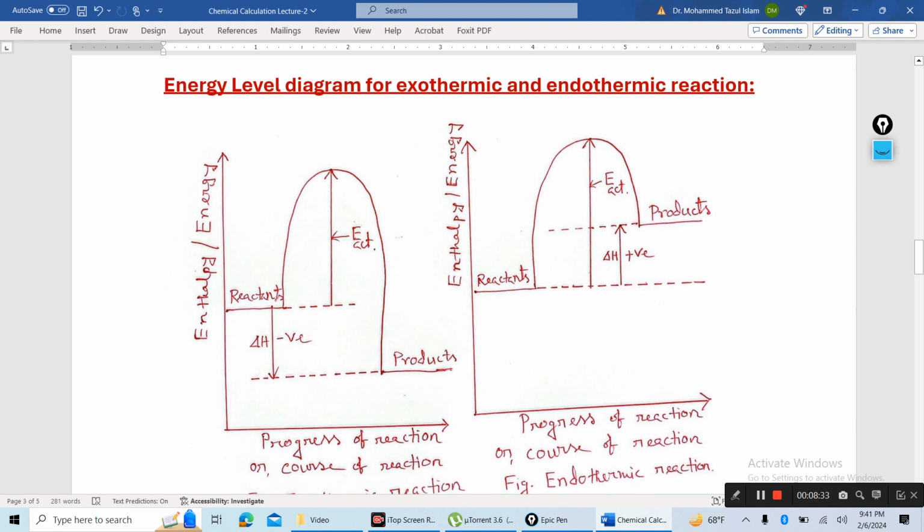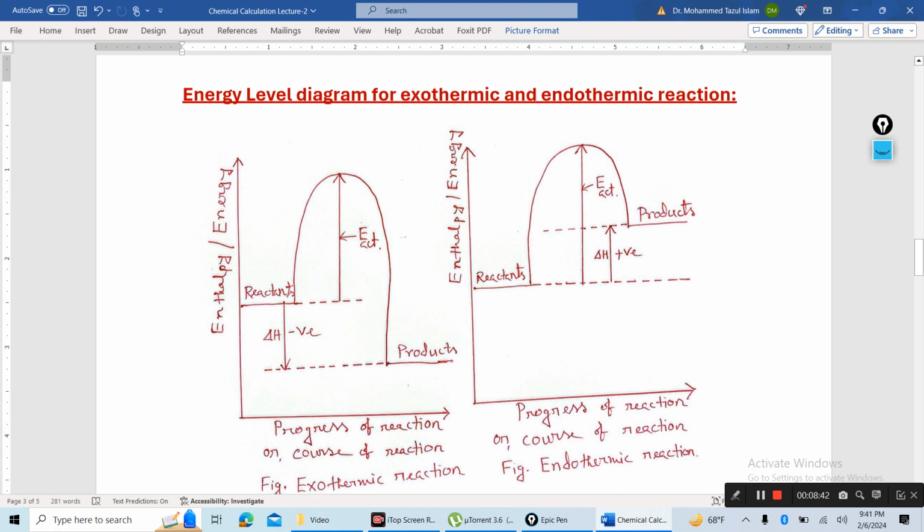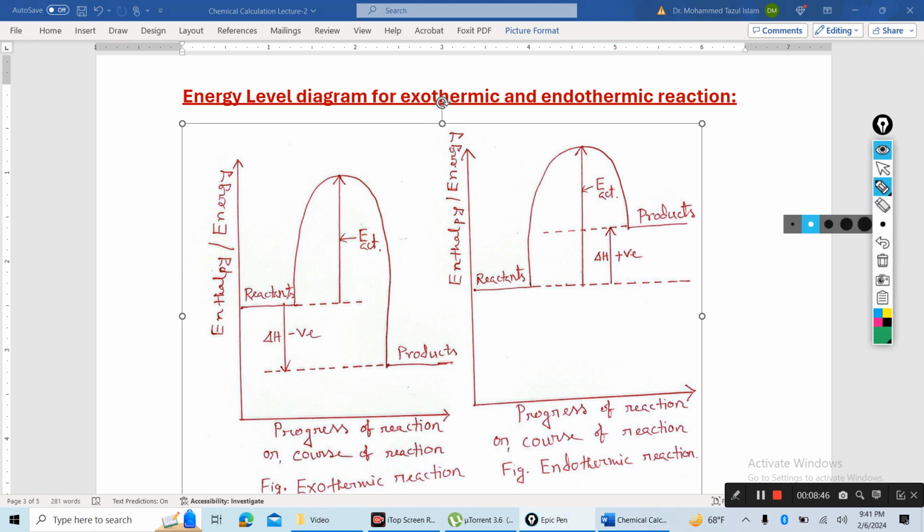Okay, now I'll discuss energy level diagram or energy profile diagram for an exothermic reaction and endothermic reaction. This diagram is known as energy level diagram. Now first one, you see this y-axis, this is known as enthalpy or energy, and x-axis is progress of reaction, or you can write course of reaction, or you can write reaction path.